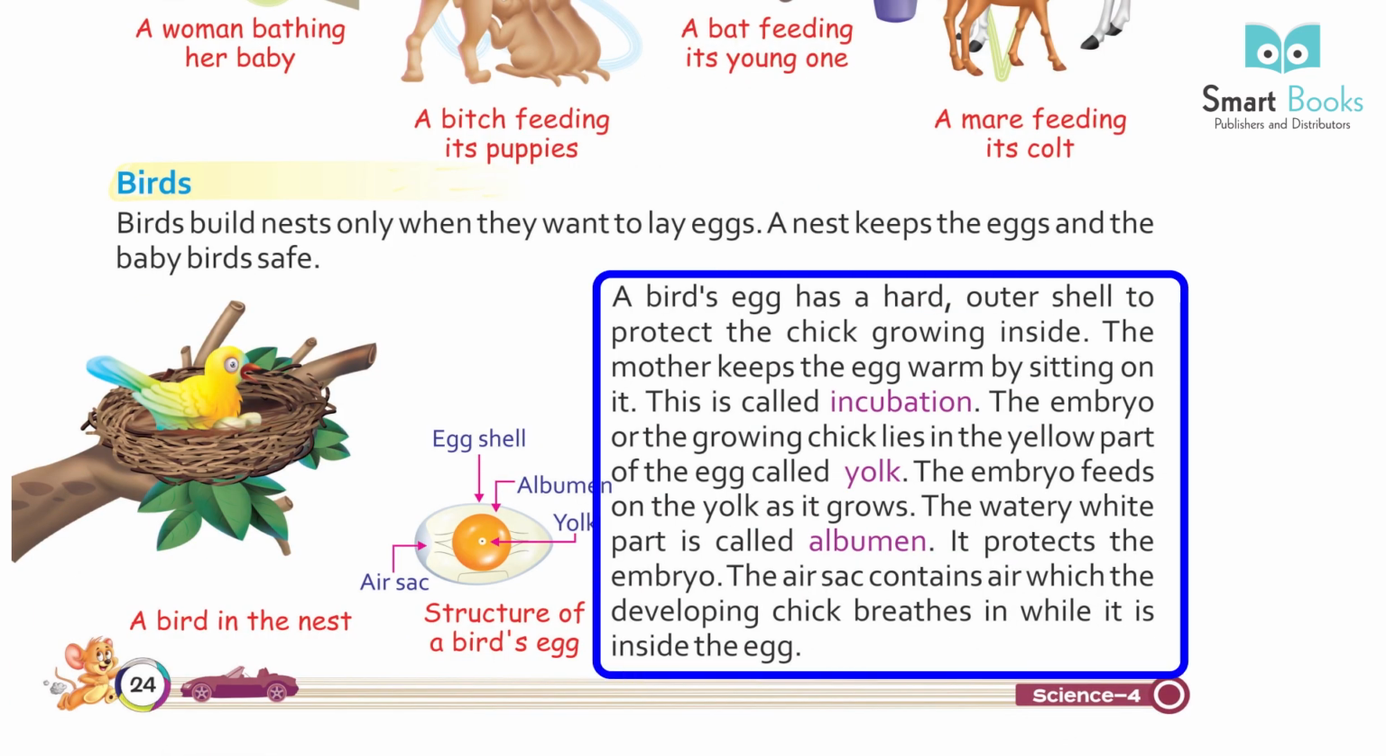A bird's egg has a hard outer shell to protect the chick growing inside. The mother keeps the egg warm by sitting on it. This is called incubation. The embryo, or the growing chick, lies in the yellow part of the egg called yolk. The embryo feeds on the yolk as it grows. The watery white part is called albumin. It protects the embryo. The air sac contains air which the developing chick breathes in while it is inside the egg.